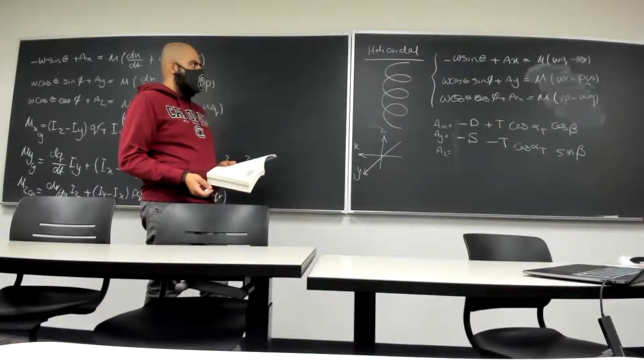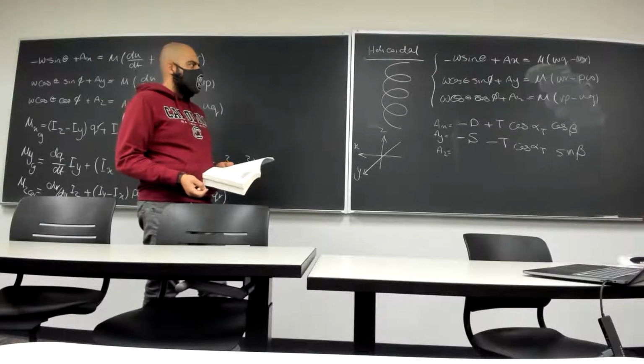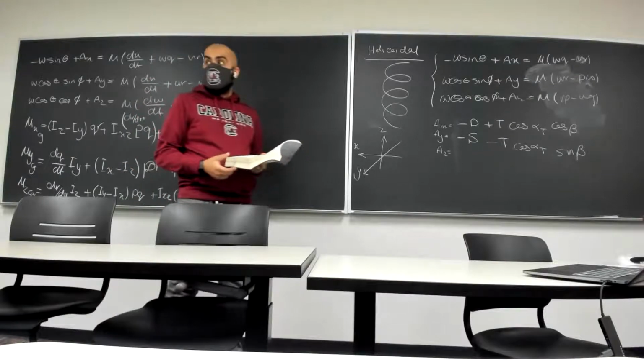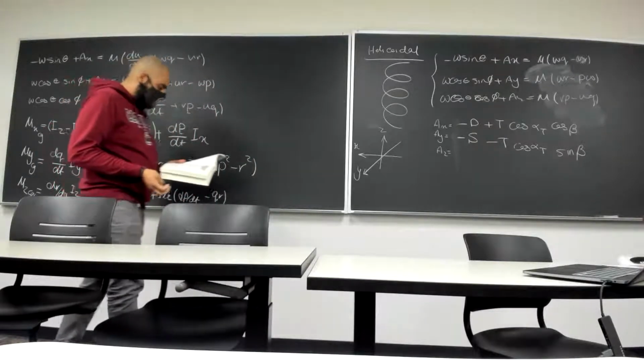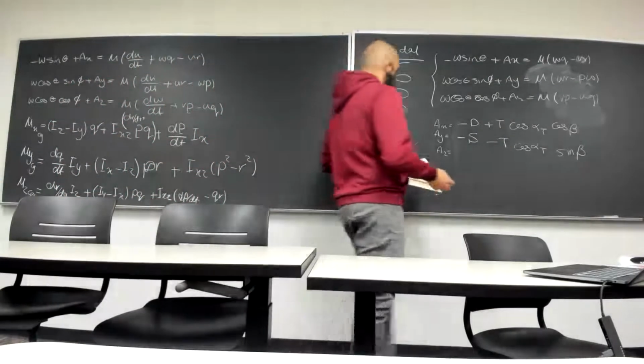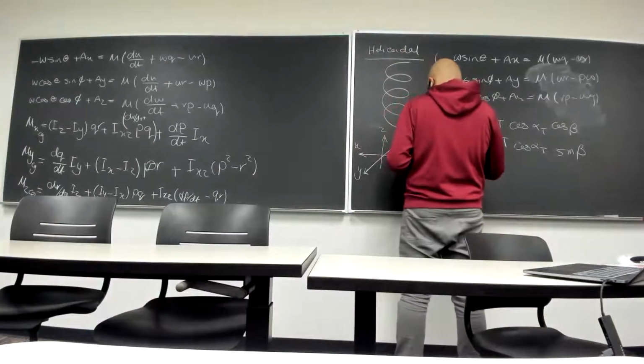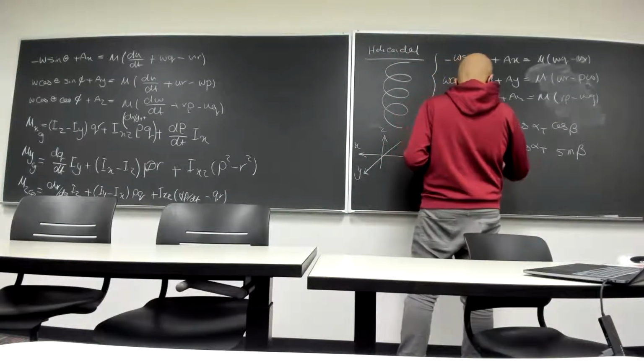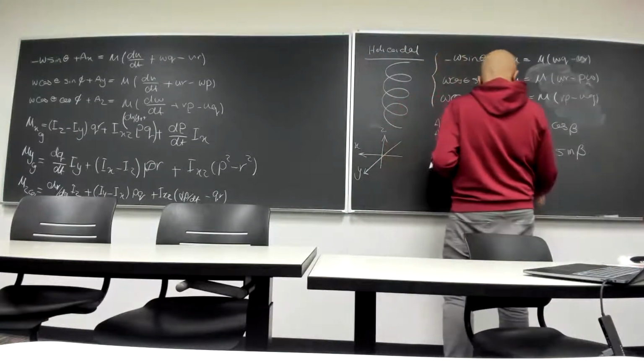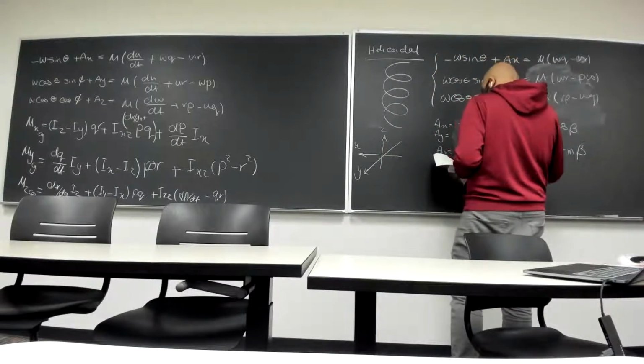And what about A of Z? What do we have there? Lift and weight. Does thrust have any component here? Yes, exactly. It's going to be T sine of alpha T.